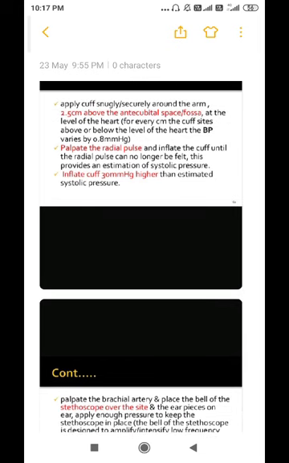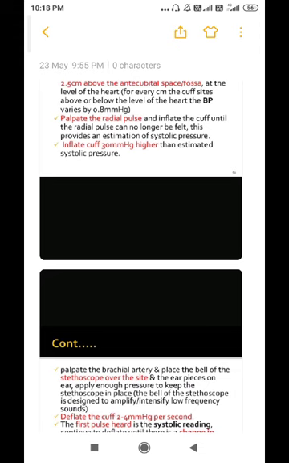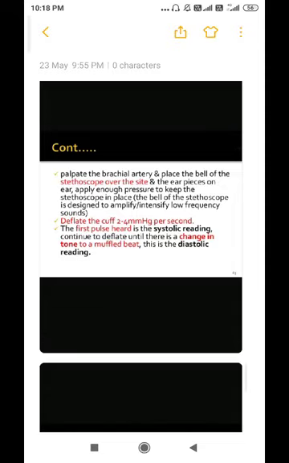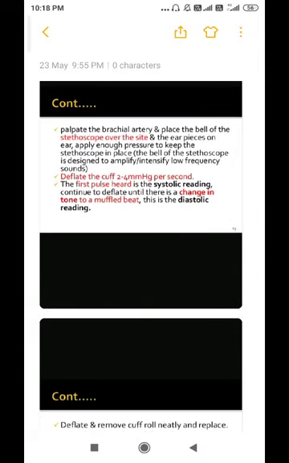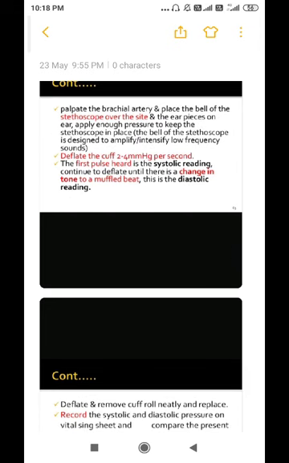Palpate the radial pulse first, and inflate the cuff until the radial pulse can no longer be felt. This provides an estimation of systolic pressure. Inflate the cuff 30 mmHg higher than the estimated systolic pressure. Next, palpate the brachial artery and place the bell of the stethoscope over the site and the ear pieces in the ears.